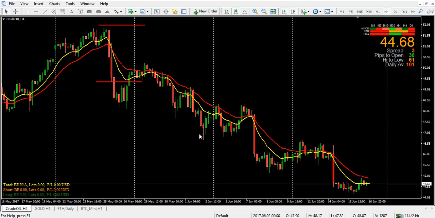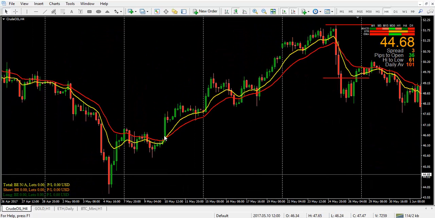Let's look at the buy trade. How to enter the buy. This is a buy example here. Okay, the yellow crosses above the red moving average. Your stop loss is here below the swing low. Okay, this is the cross here. You take a buy trade and you can continue towards the upside and make all your money as long as the market keeps on trending.